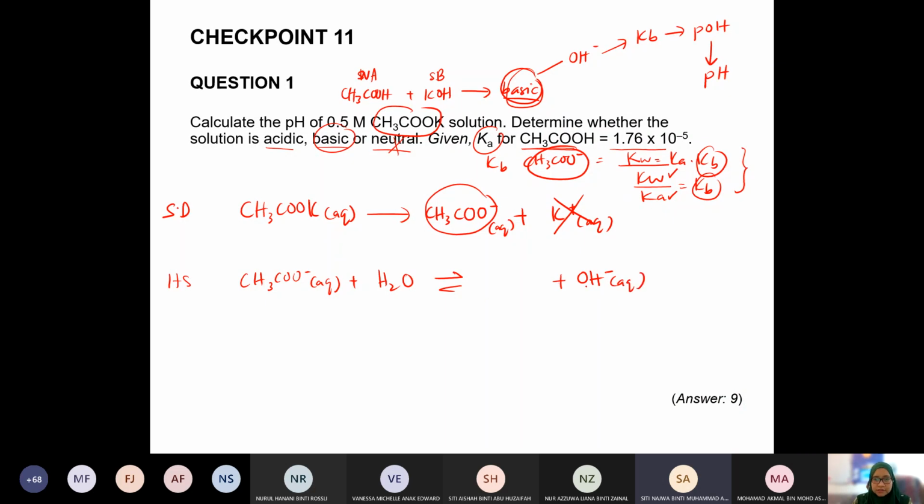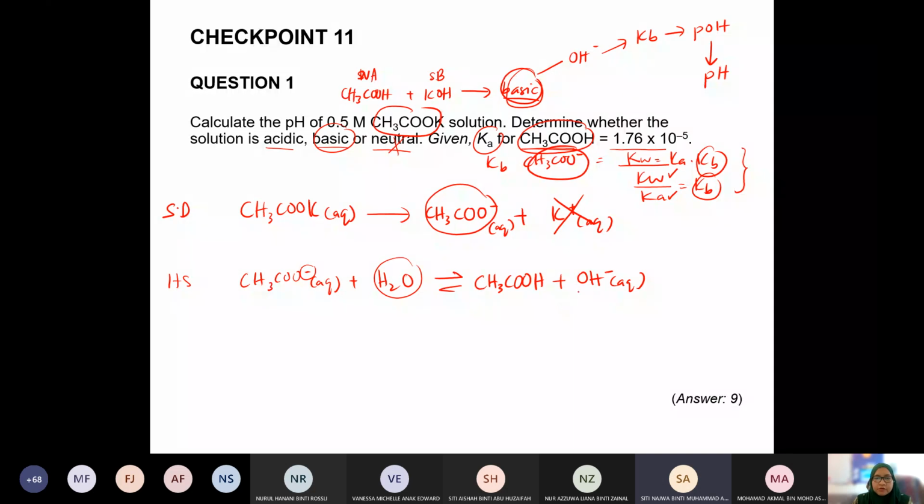aqueous. Alright, so since this is OH minus, this is the conjugate base of this acid. So it will accept the hydrogen from H2O. Base is a proton acceptor, so it will accept a proton from hydrogen, and at the end, H2O will become OH minus. So it becomes CH3COOH. Initially, it is -1. Final, it becomes 0 because it accepts a proton, right? So this is the equation.